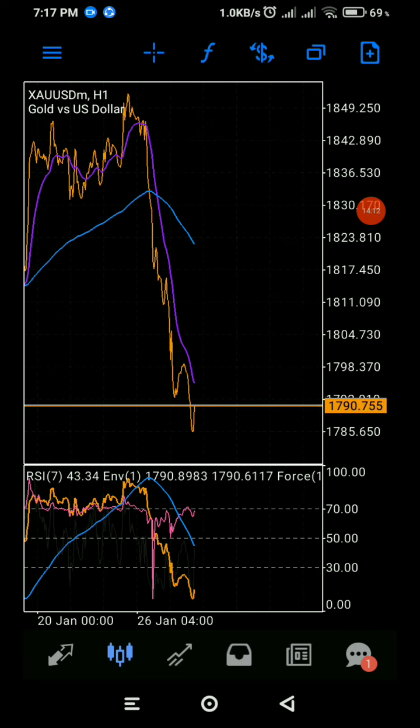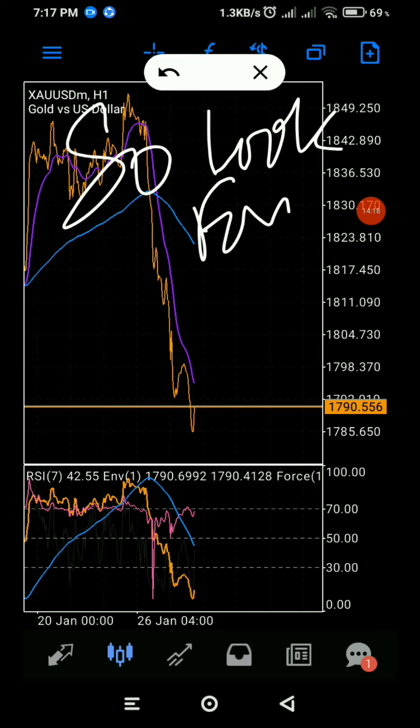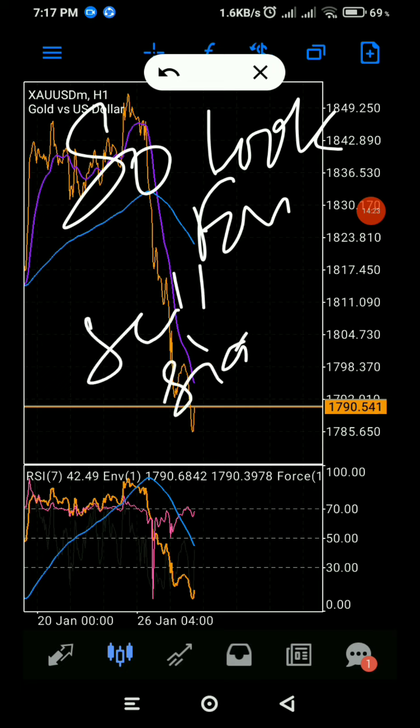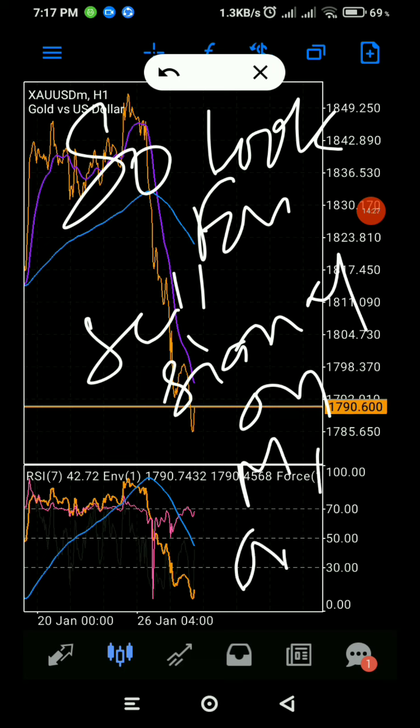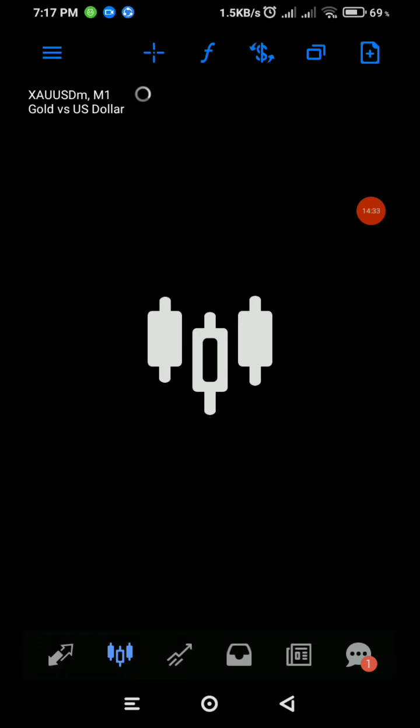From this level, that is a universal level. From this level, you won't fall into loss. So look for a sell signal from the M1 chart for gold now. So I'm just going to the M1 chart. Let's go.